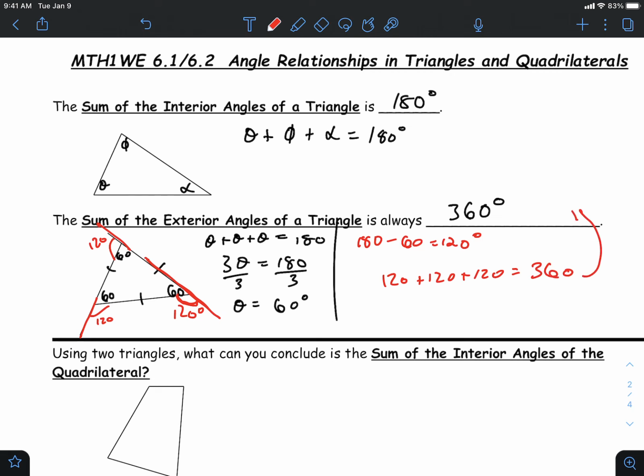$360. Now, it's not just because I picked a special case of a triangle, like an equilateral, just to be easy, but it doesn't matter. It doesn't matter what kind of triangle you have there. No matter how I break down these two angles here, if it's 60 or 40 or 30, whatever it is, you know that the two angles have to add to 180. And regardless, even if all three of these angles are different, they're going to add to 360, because they're supplementary of one another.